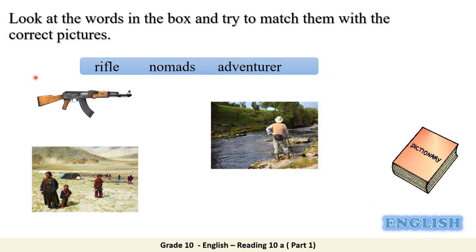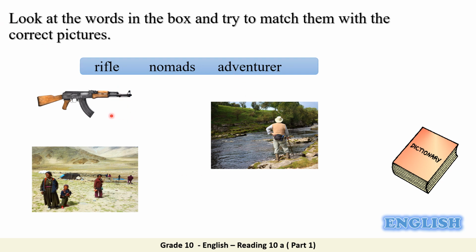Let's take another exercise. Look at the words in the box and try to match them with the correct pictures. We have some words here that were mentioned in the text. Let's read these words together and try to match each word to the correct picture. Rifle, nomads, and adventurer. Now please, pause the video for a while. Use the dictionary to find out the meaning of each word and match it to the correct picture.